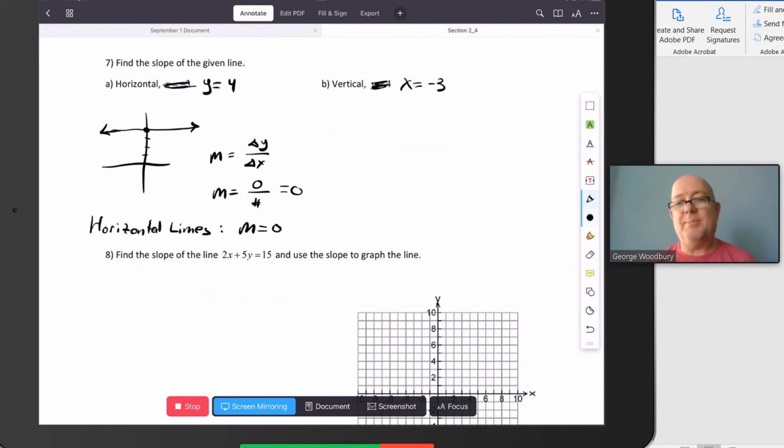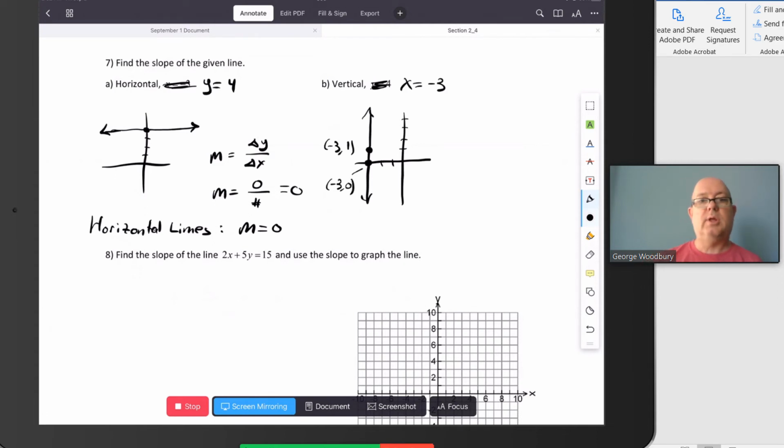For the vertical line, and maybe I'll do it with 2 points this time, a vertical line, x equals negative 3, I put a point at negative 3 on the x-axis, and then it goes straight up and down from there. And maybe I'll add one more point there. This is negative 3, 1, and the intercept was negative 3, 0. So those are my x1, y1, x2, y2.